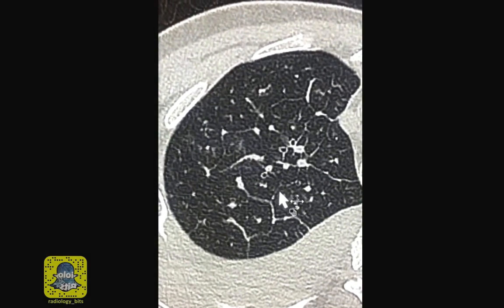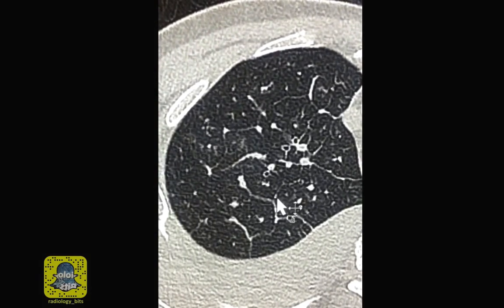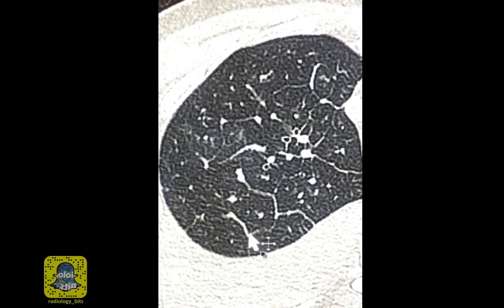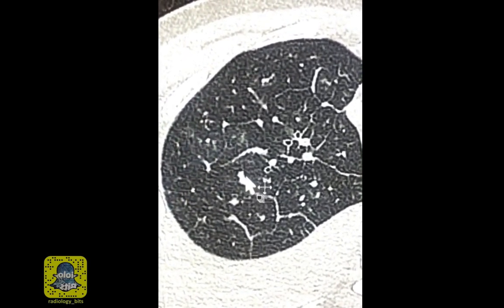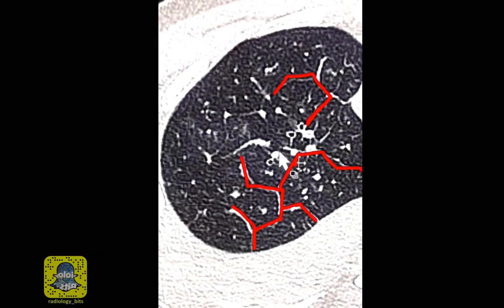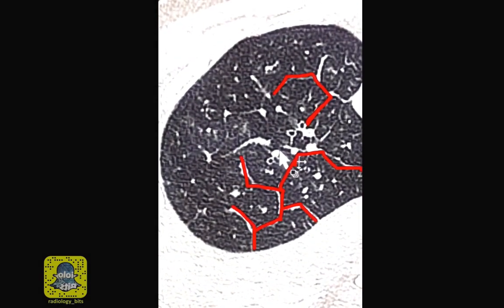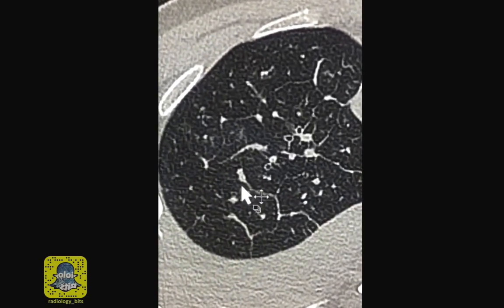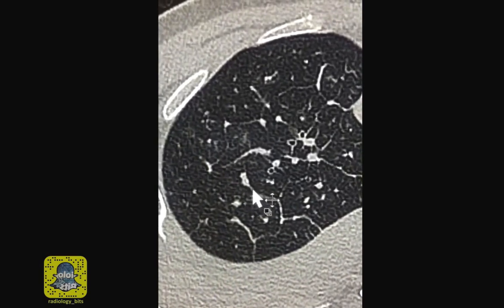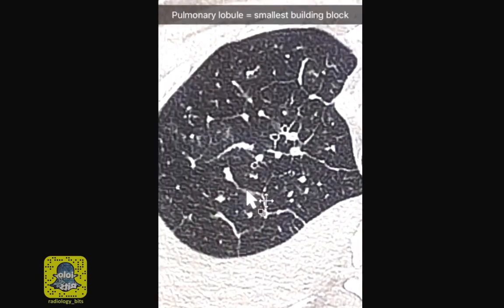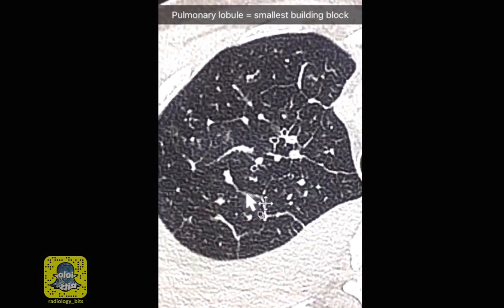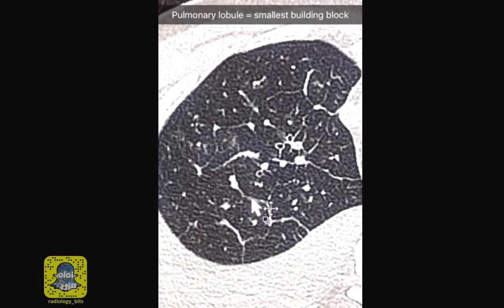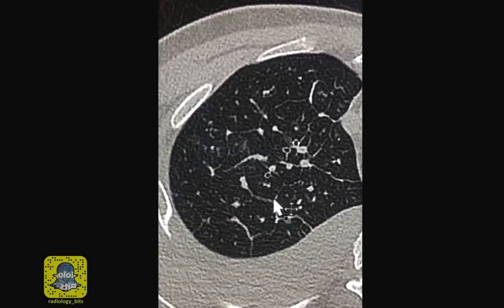Now let's stop here for a minute to learn something that is extremely important. Note how those thickened septations form complete or incomplete geometric structures. Here are a few of these geometric structures outlined. This geometric structure is called a secondary pulmonary lobule, or for simplicity, pulmonary lobule. A pulmonary lobule is the smallest building block of the lung, and you have to understand it before reading any high-resolution chest CTs. So what composes this secondary pulmonary lobule?